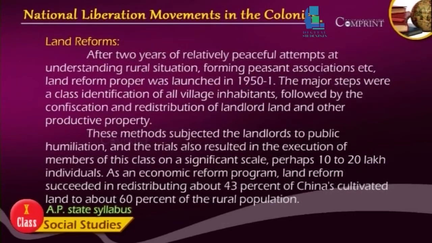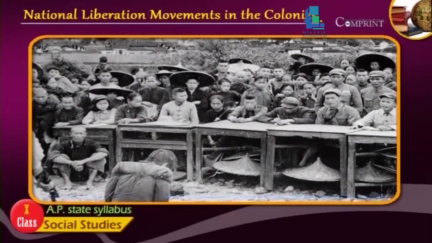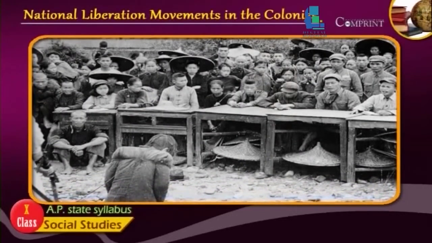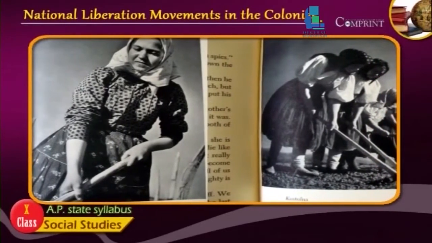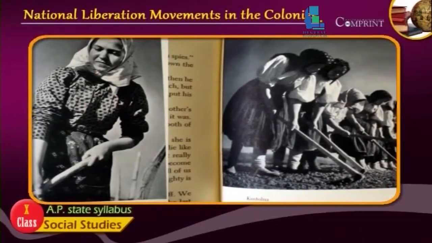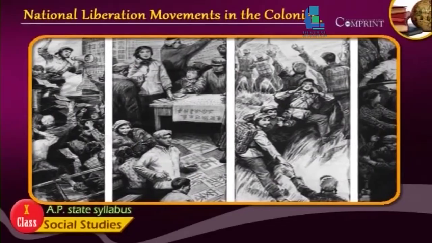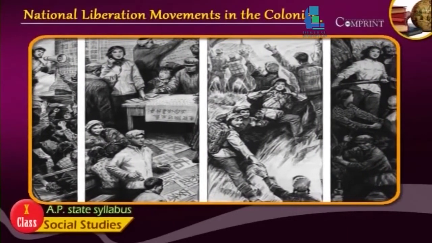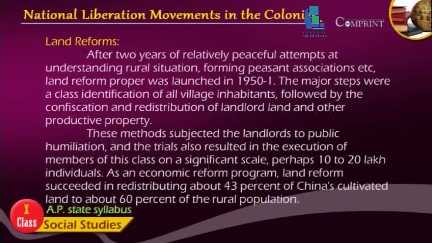Land reforms. After two years of relatively peaceful attempts at understanding the rural situation, forming peasants' associations, etc., land reform proper was launched in 1950-51. The major steps were a class identification of all village inhabitants, followed by the confiscation and redistribution of landlord land and other productive property. These methods subjected the landlords to public humiliation, and the trials also resulted in the execution of members of this class on a significant scale, perhaps 10 to 20 lakh individuals. As an economic reform program, land reform succeeded in redistributing about 43% of China's cultivated land to above 60% of the rural population.